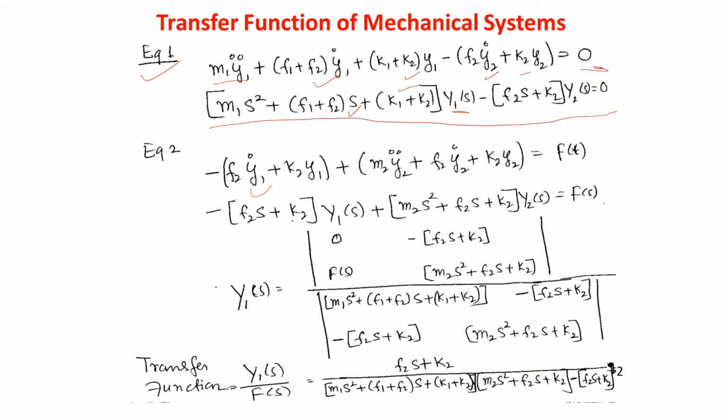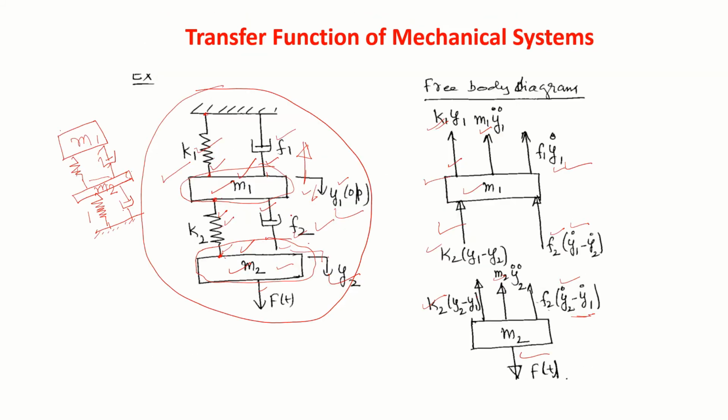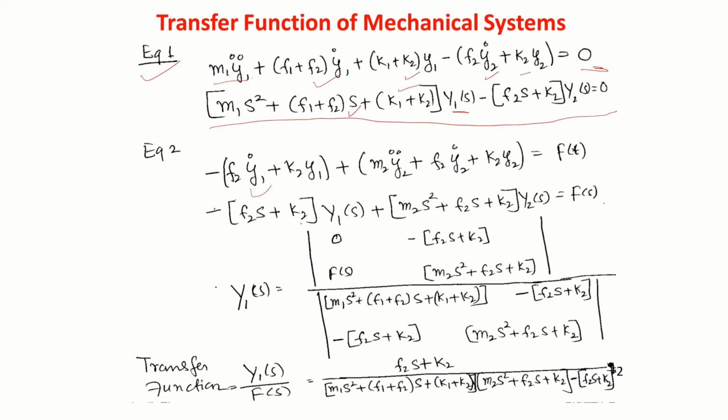Then minus, you see here, K2 Y1 is there. Sorry, K2 Y1 is there. So these are minus. So minus sign I have taken out here. Plus M2 Y2 double dot, F2 Y2 dot, then K2 Y2, and downward force is F of t. Again, if I take Laplace for this, you will get this.